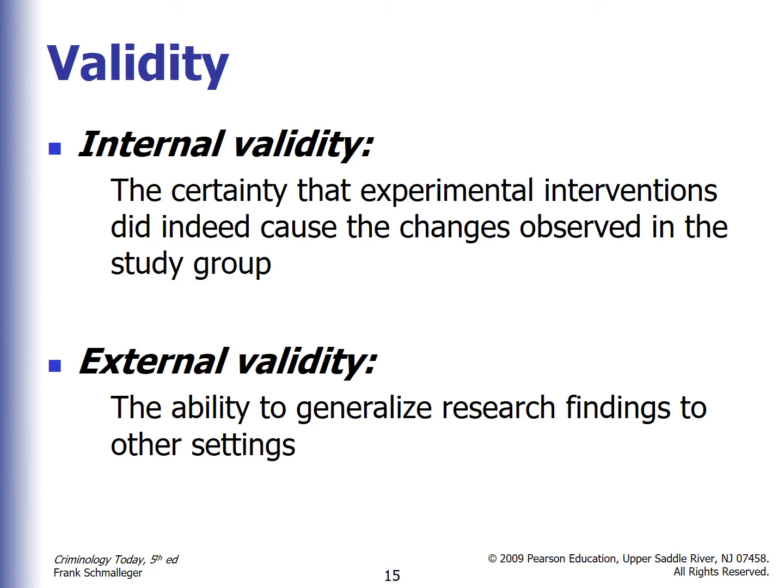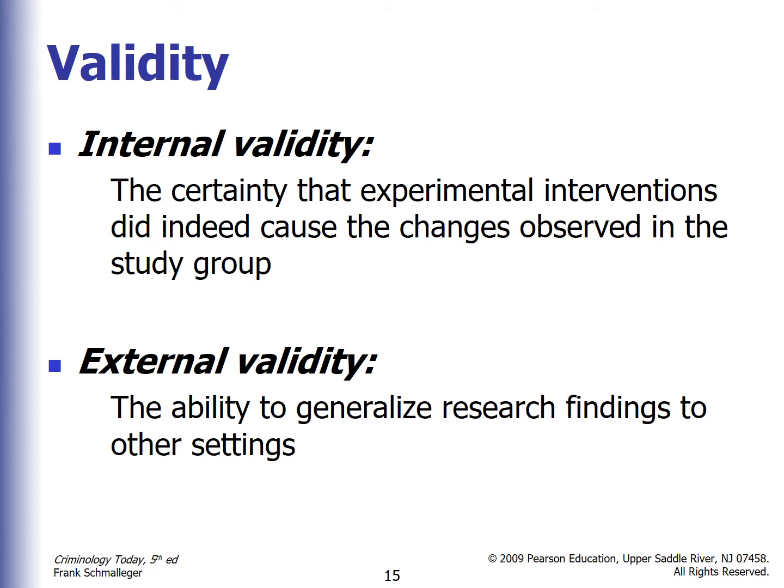Validity is a very important part of any study. And as I mentioned, confounding effects, our study may not really be valid if we try to say, well, look, we reduced the amount of sugar and our inmates got less violent, without thinking about all the other things that might have impacted them at the same time. So internal validity is the certainty that our experimental interventions did indeed cause the changes observed in the study group. Now, that confounding effect of the pastor or the chaplain coming in could raise a question as to whether our study was actually internally valid.